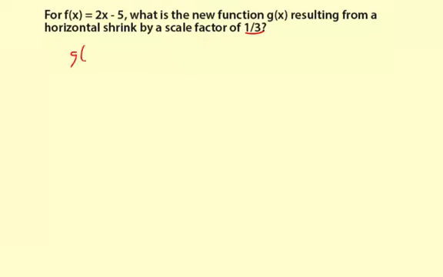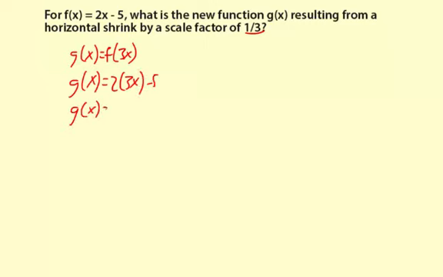So g of x is going to be f of 3x, multiplying the x input by 3. So in other words, g of x is going to be 2 times 3x minus 5, or g of x equals 2 times 3, which is 6, so 6x minus 5. Okay, and that's the function that will create the horizontal shrink.